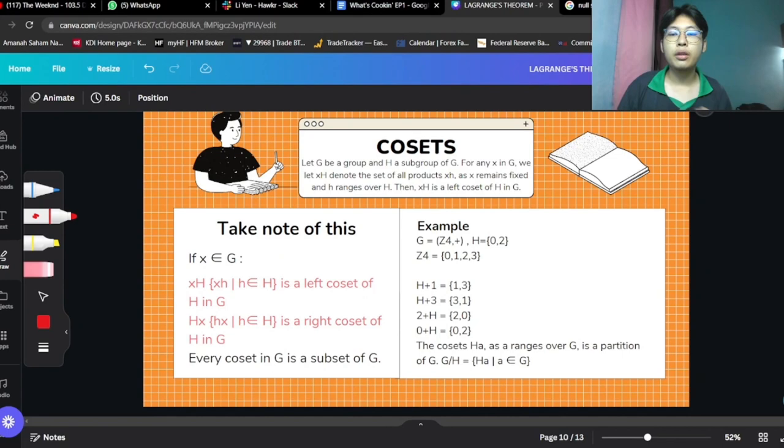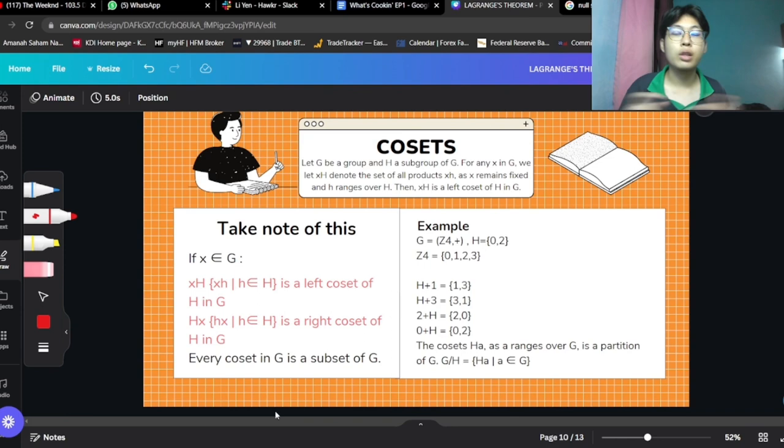Good evening, Dr. Nasri. So this is my part for the presentation of Lagrange's theorem. I will be talking in detail about cosets. This is somewhat related to equivalence relations that we talked about earlier.